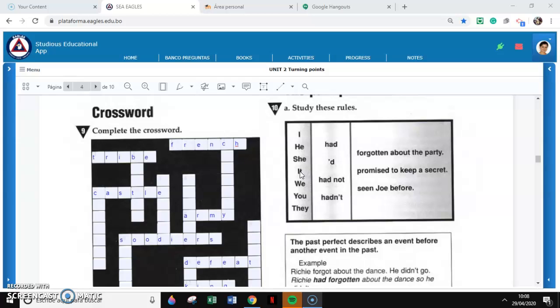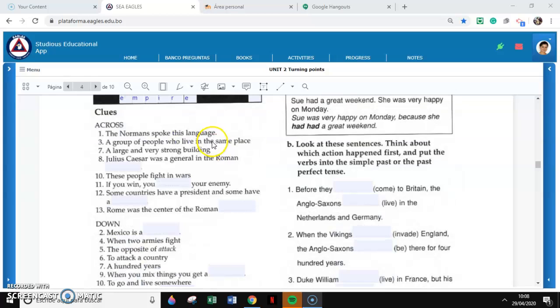Today we'll be working on the American Outline Workbook. So we are now on page 4, Unit 2 Turning Points, and we are going to solve exercise 9, Crossword. Complete the crossword. So we're going to go through the across ones, the clues across.